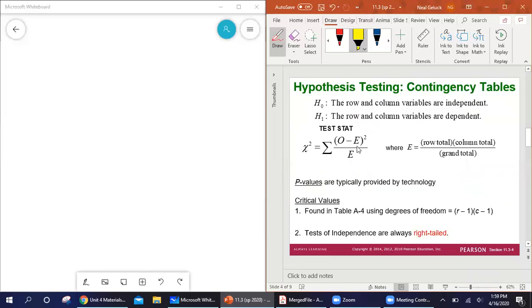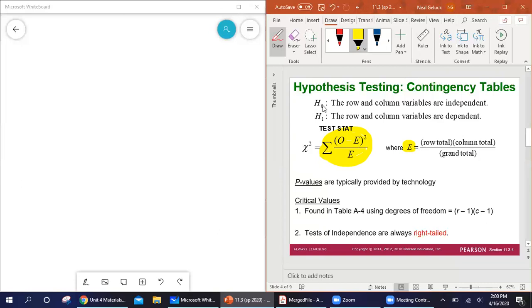Our test statistic is still that chi-square, and this is the exact same formula that we had for the goodness of fit test. But as I said, the expected is different. The expected is where things are going to get funky. It's the row total times the column total divided by the grand total. We'll get into that in just a little bit.